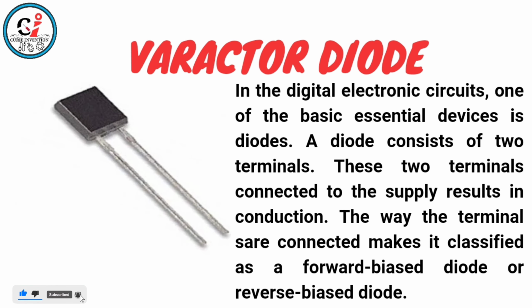Varactor diode. In digital electronic circuits, one of the basic essential devices is the diode. A diode consists of two terminals. These two terminals connected to the supply result in conduction. The way the terminals are connected makes it classified as a forward-biased diode or reverse-biased diode.